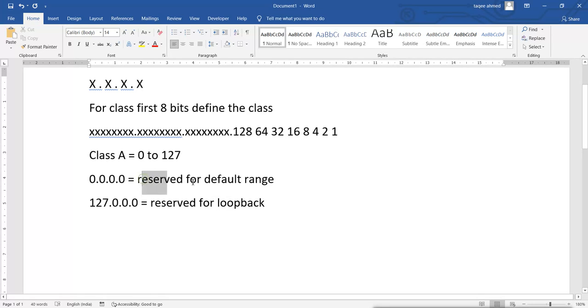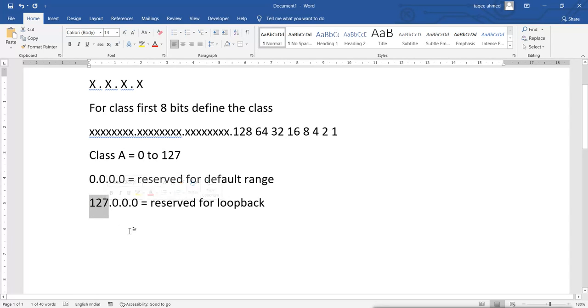This one is for the default range. This is called the default range, and this is the loopback range. This we cannot use because the first network part is 0, and when the network part is 0, we cannot use it. So it is reserved for the default range. Then this 127 also we can't use because it creates loops in software.